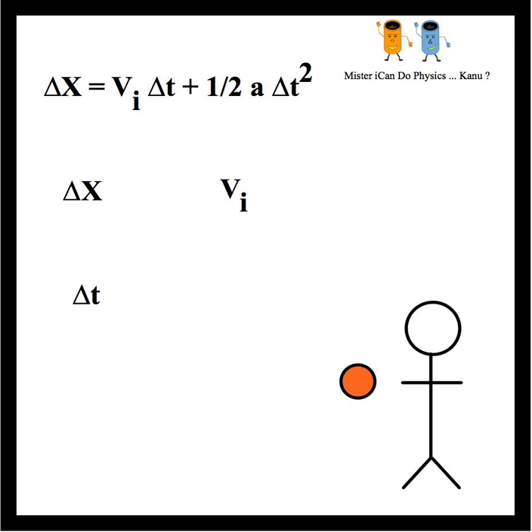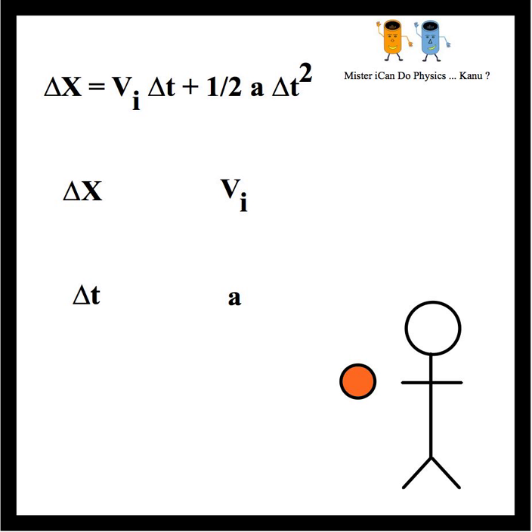Delta t is the time that the ball is in flight after it leaves our hand and before we catch it or maybe miss it on the way down. And a is the acceleration of the ball. In this case, it's the acceleration due to gravity because it's in free fall.